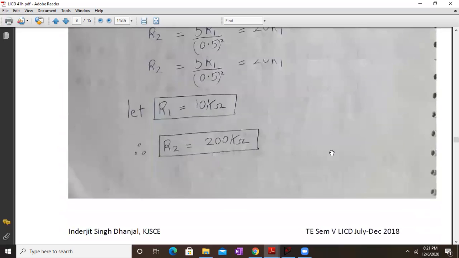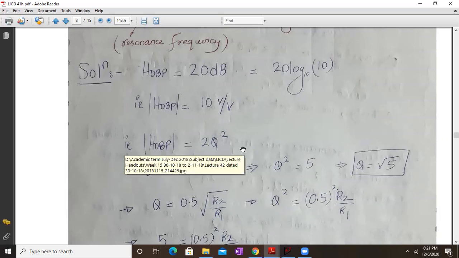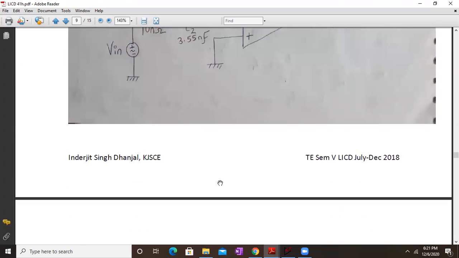Now let us check one more thing over here. Gain HOBP can be a pretty high value if your quality factor is high. Okay, if your quality factor is, let's say, more than 10 or so, HOBP will also increase quadratically. So that's why we can exploit the gain over here.